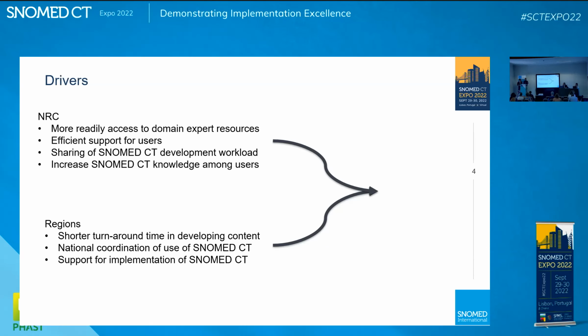And from the regional perspective, we needed a shorter turnaround time when we started working with electronic health record systems, and we needed new or changed content. We needed that to be pretty rapid to keep up with the software developers. We also wanted to have a national coordination of the SNOMED CT content where that was possible and agree with each other what terms to use where. And we needed support in tricky questions, and we ran into problems. We needed answers about implementation issues.